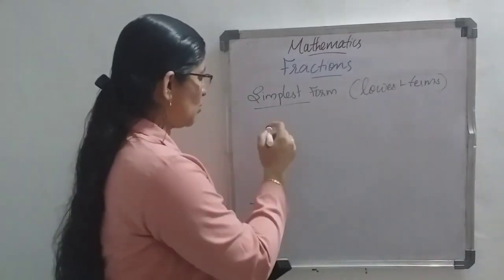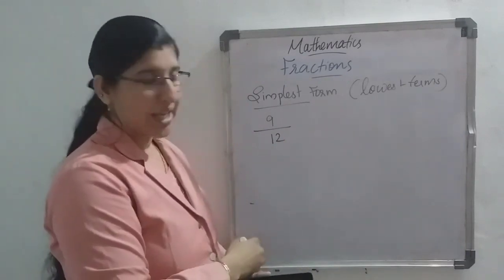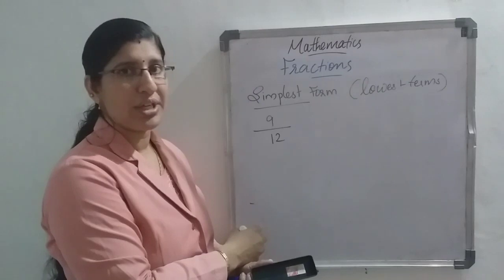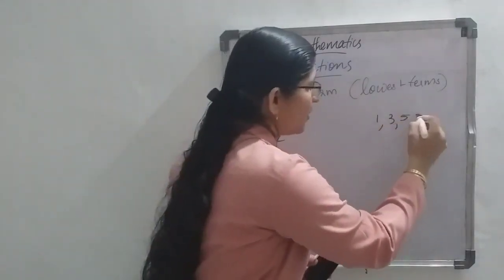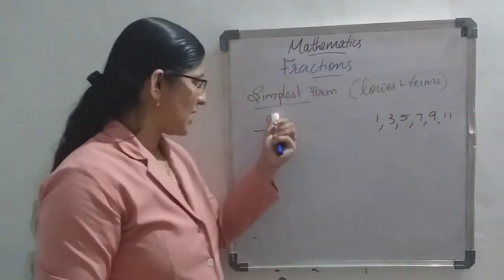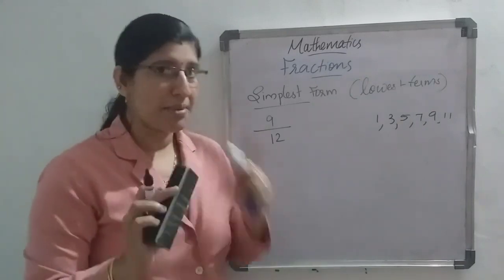One more example I will show you. Suppose it is 9 by 12. 9 is not a prime number. 12 is also not a prime number. I already told you 1, 3, 5, 7, 9, 11. Whenever these numbers come as either the numerator or denominator, we can't simplify it further. That is the simplest form itself.